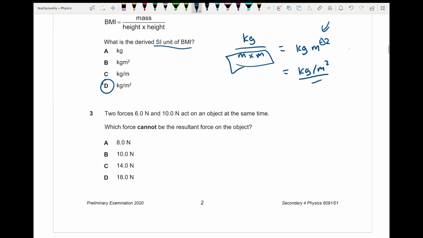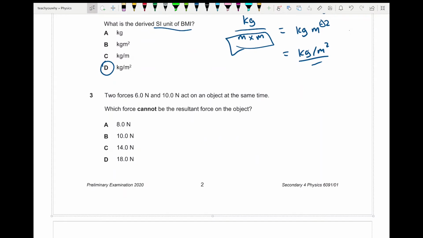Okay, question 3. Two forces, 6 Newton and 10 Newton, act on an object at the same time. Which cannot be the resultant force on the object? I'll give you the answer. The answer is B. Now, why is that so?